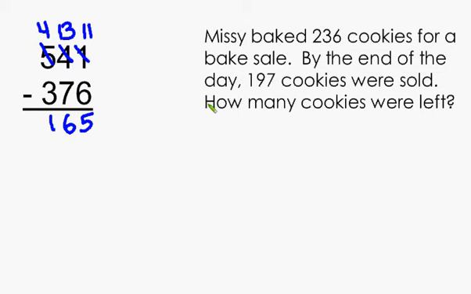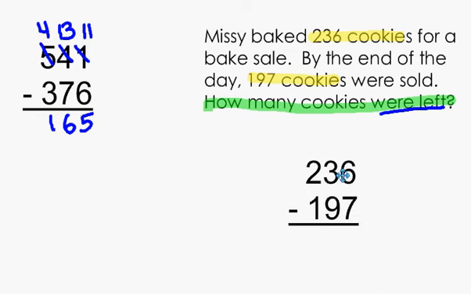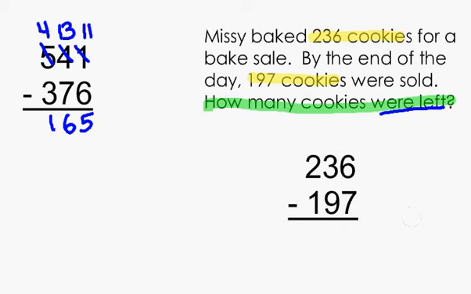We know we're trying to figure out how many cookies were left. We know that the important numbers that we need to solve this problem are 236 cookies and 197 cookies. The words "were left" tell us that we're going to subtract. We want to figure out how many cookies were left over. We know that this number was sold. We know that it's going to be a subtraction problem. Again, we're going to be math detectives.